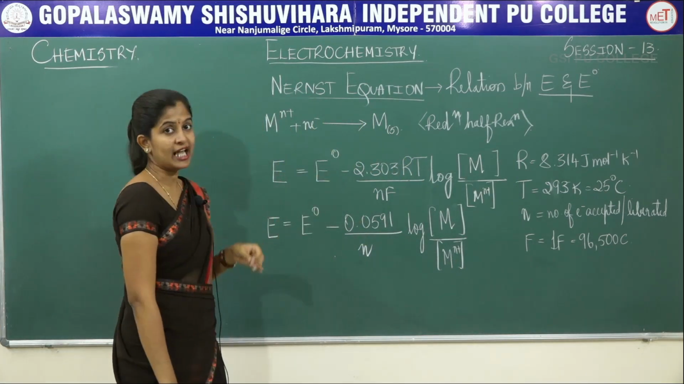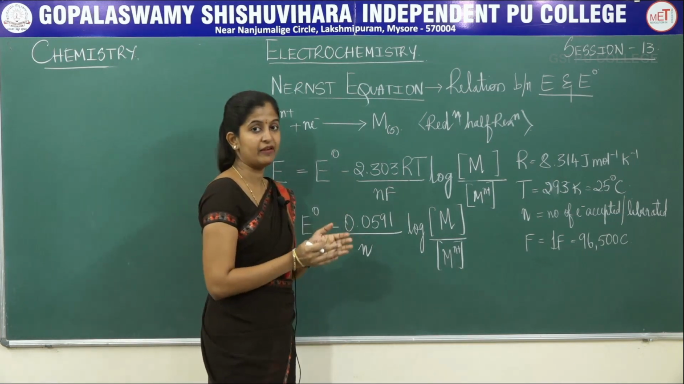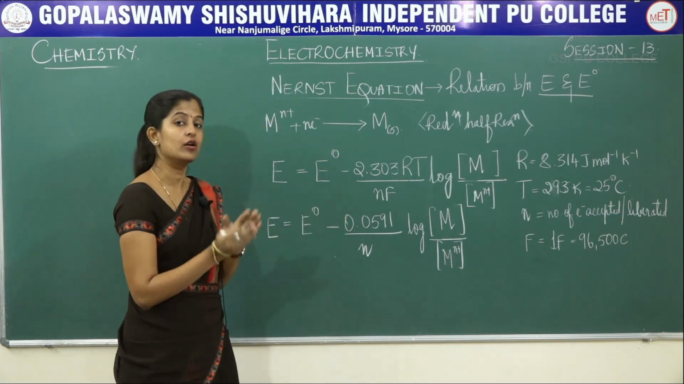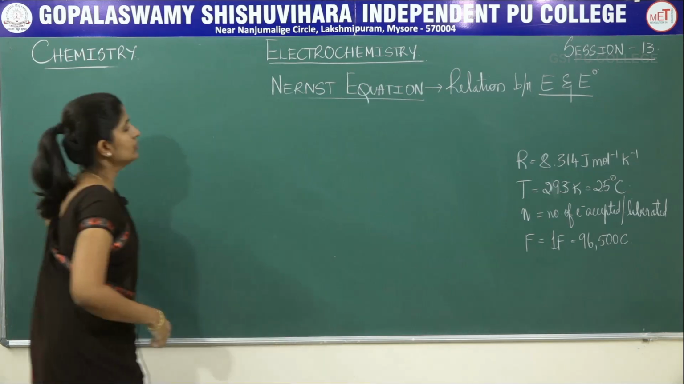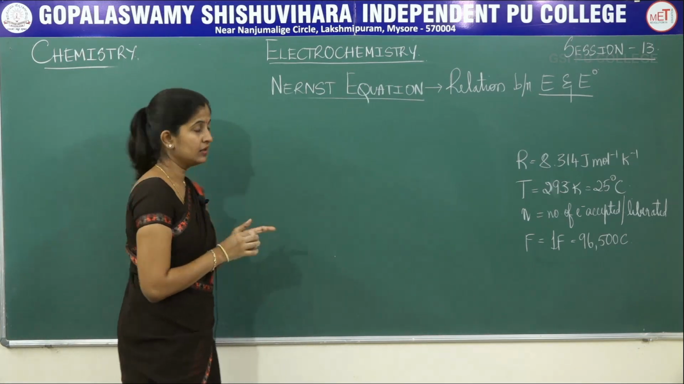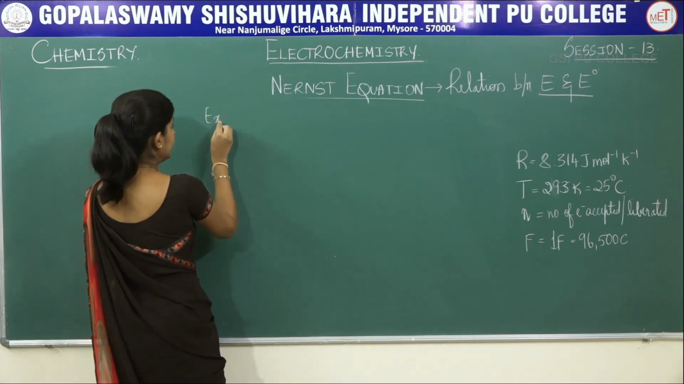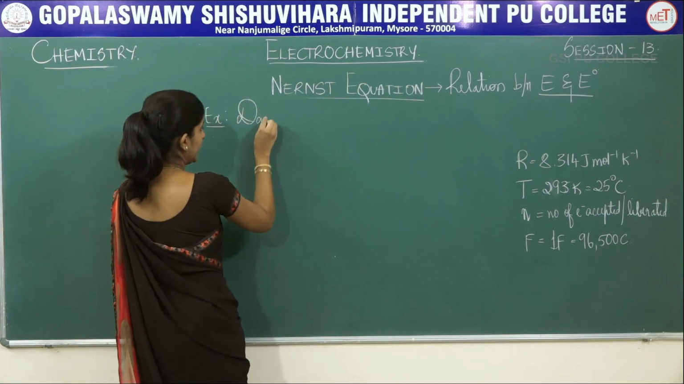Now let us see what happens for your complete cell, that is if you have both a reduction half reaction and an oxidation half reaction. What about this Nernst equation? Let us see for that. So the Nernst equation for a cell, the cell I am going to take is your Daniell cell.